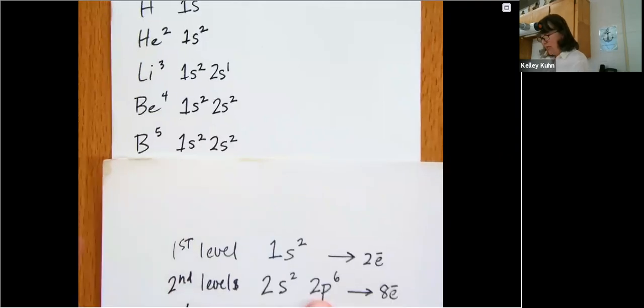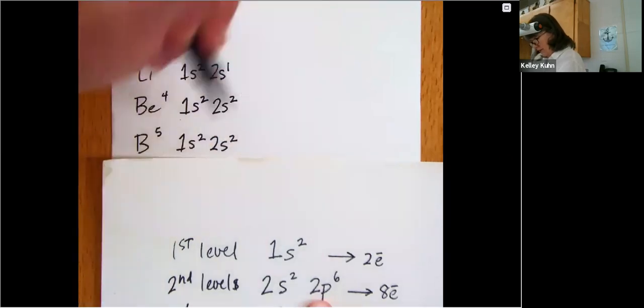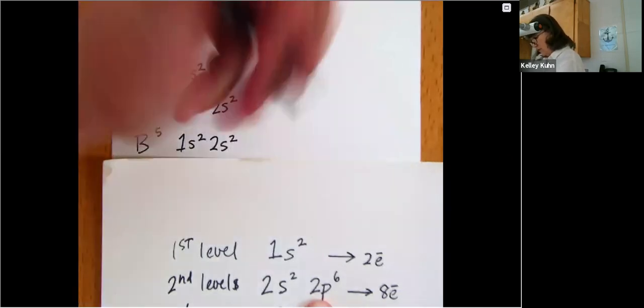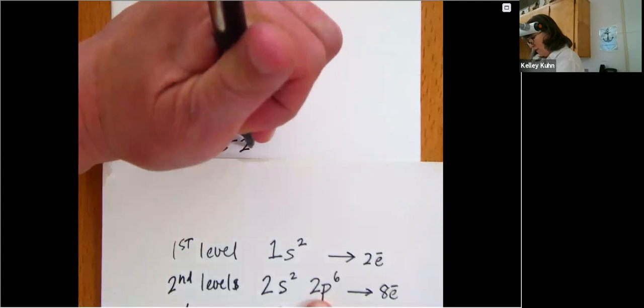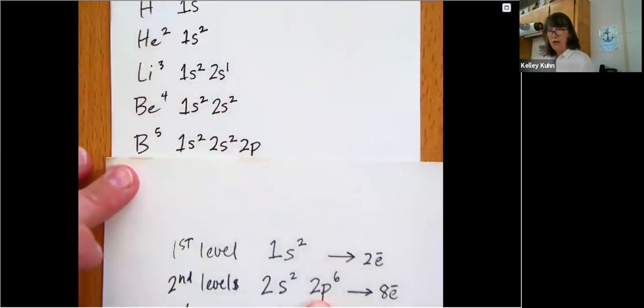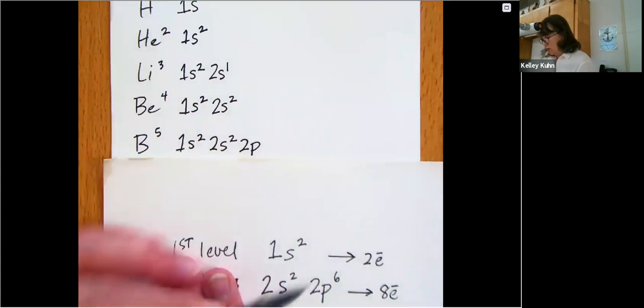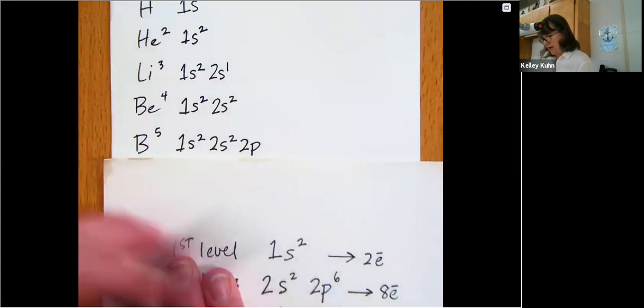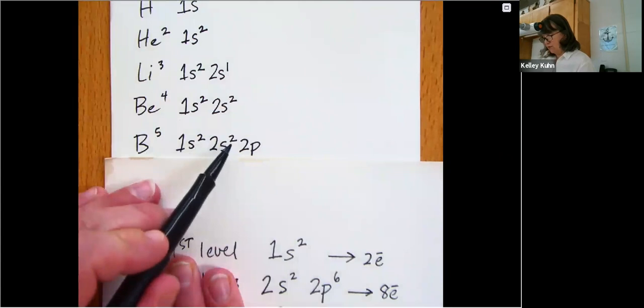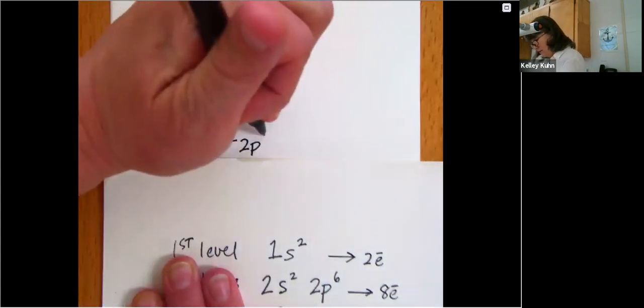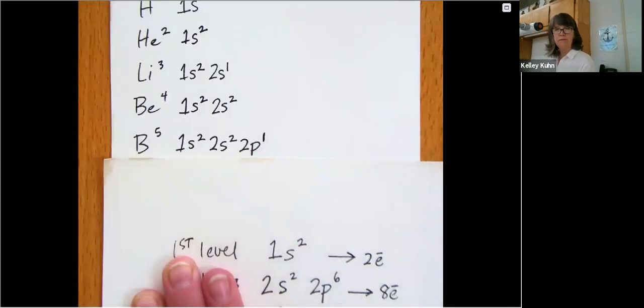The 2p orbitals. So I filled in my 1s2, my 2s2. Now I'm going to start filling in my 2p. But how many electrons do I have to place in it? Well, it can hold up to 6, but 2 plus 2 is 4. I've only got 1 more. So this will be 2p1.